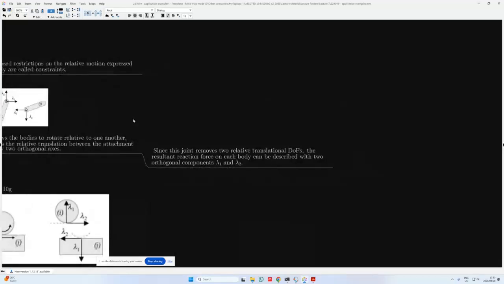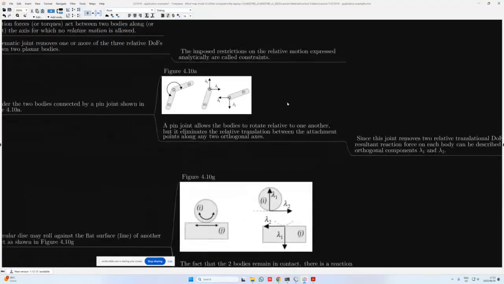And since this joint removes 2 relative translation degrees of freedom, the resultant reaction force on each body can then be described with 2 Lagrange multipliers, which are shown as lambda 1 and lambda 2. And they are then shown in this case on body I and J. They're going to have the same magnitude but act in opposite directions.